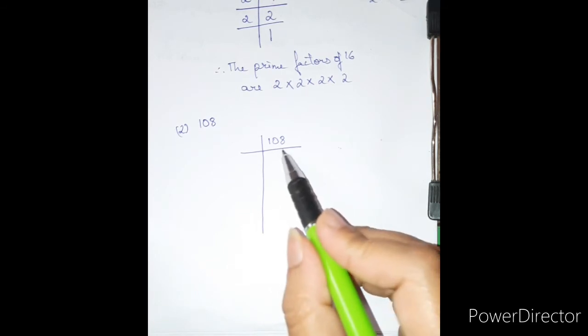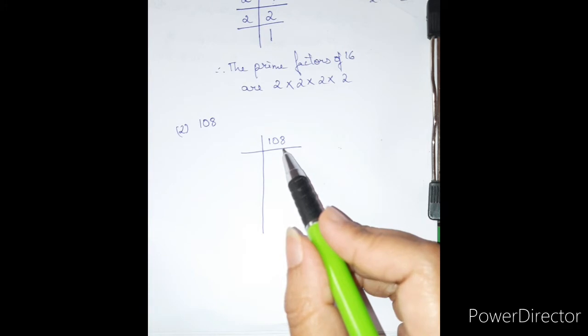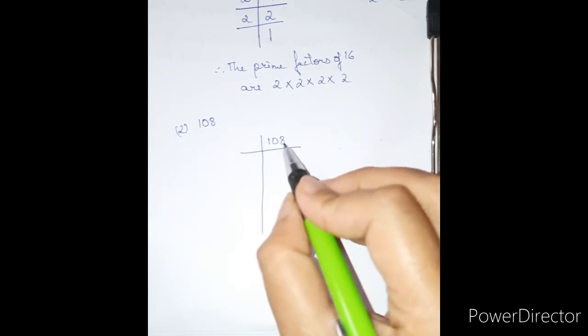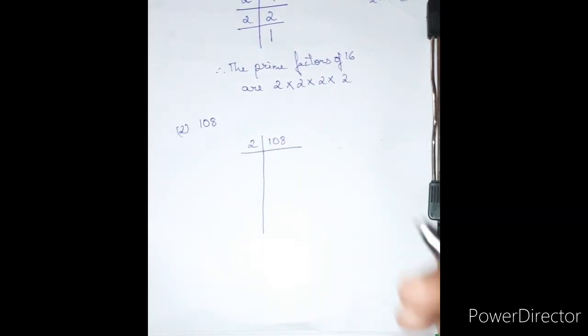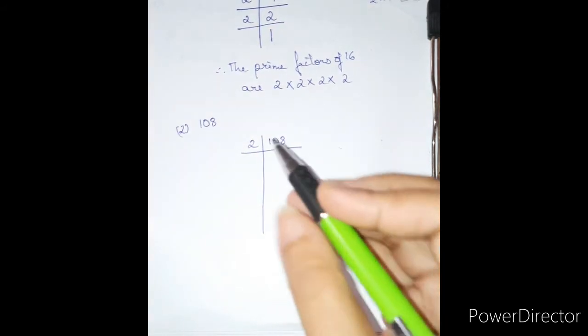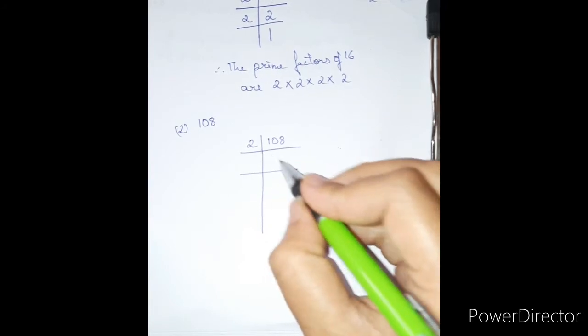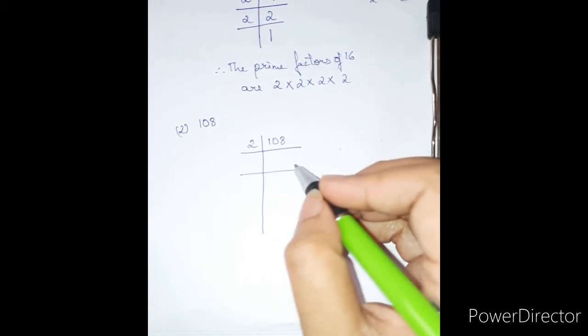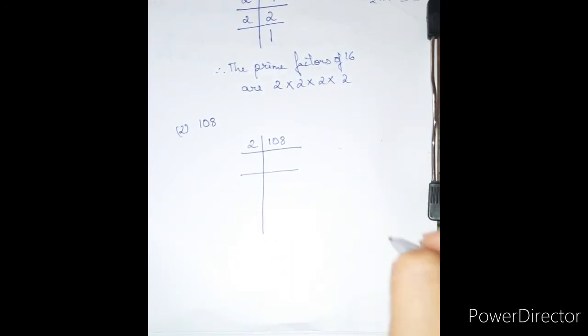Looking at this number, you know it is an even number because 8 is an even number. We have to look at the ones place digit to find out whether the number is even or odd. So we can take the table of 2, because 2 is the smallest prime number and the only even prime number, which will divide all the even numbers. I have to find out 2 how many times will give me 108.